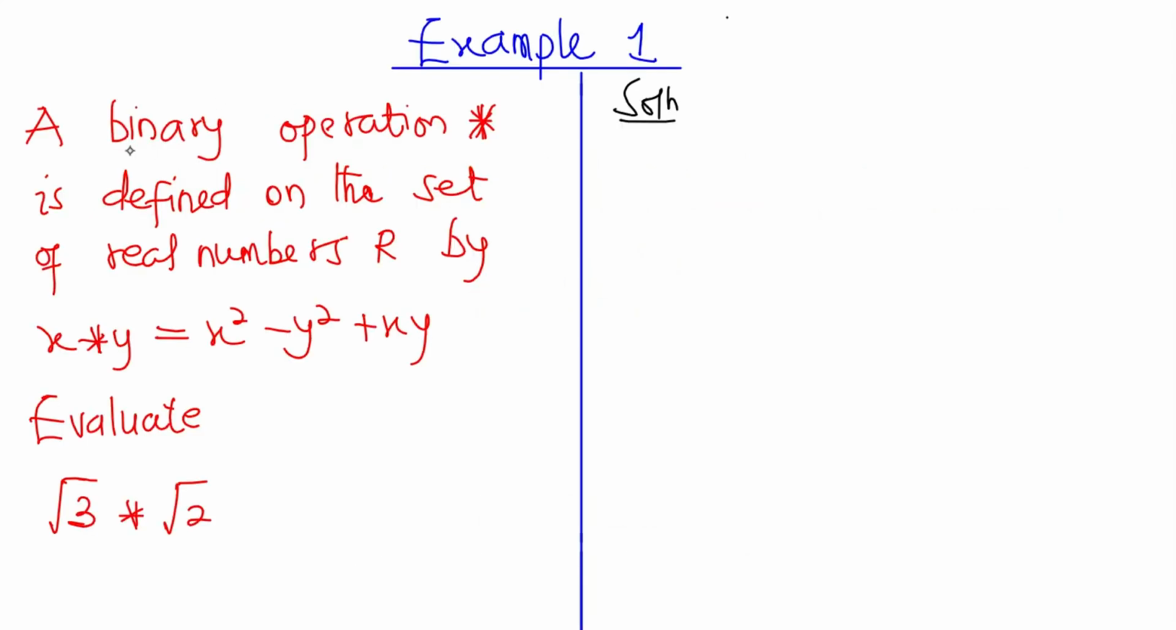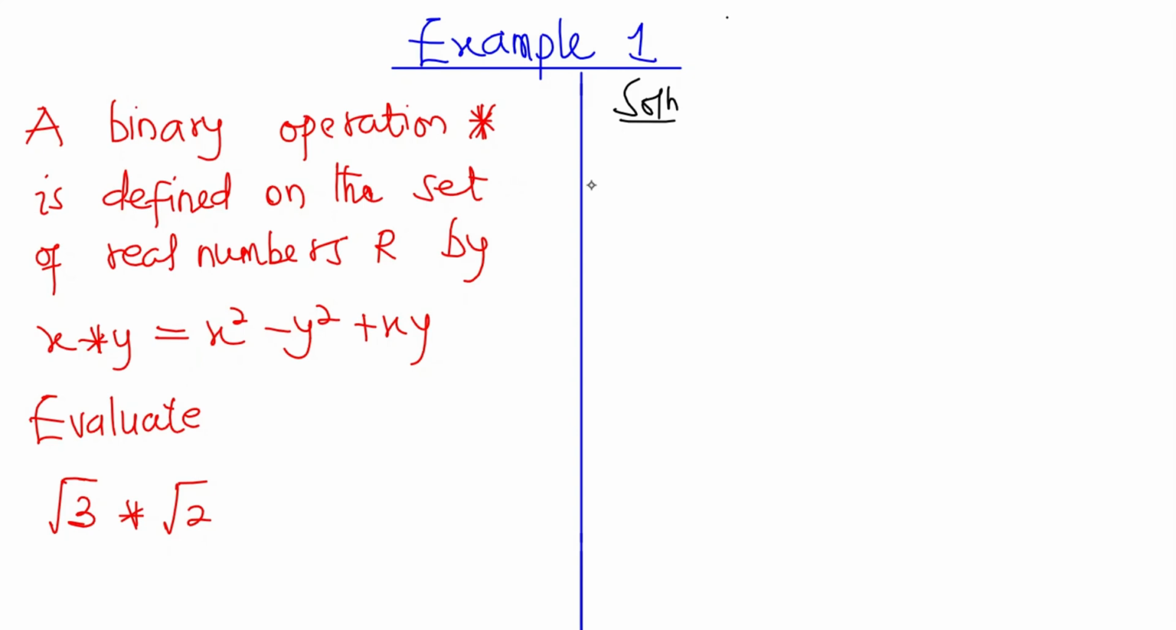Example 1. A binary operation star is defined on the set of real numbers R by x star y, which is equal to x squared minus y squared plus xy. Evaluate square root of 3 star square root of 2. So just like the topic said, this is an example of binary operation involving sets, so you are going to solve it respectively.